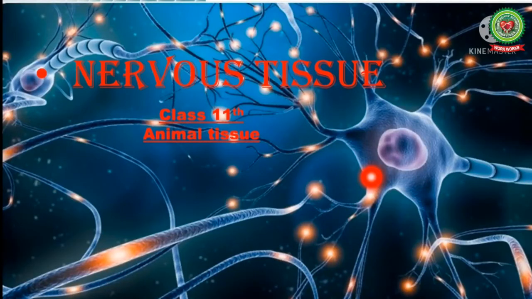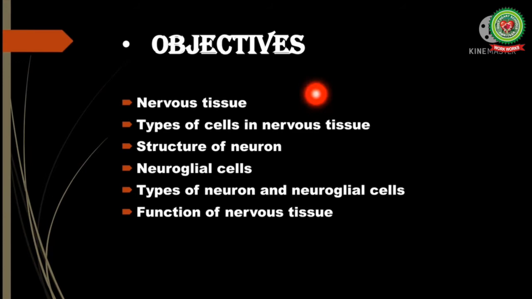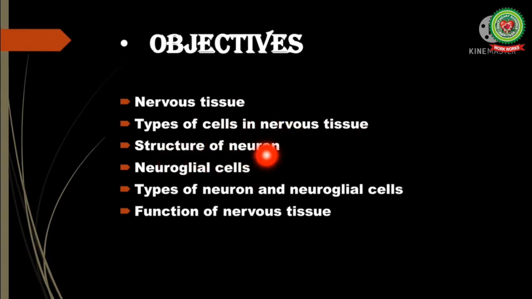Good morning everyone. Today we will discuss nervous tissue, which is a part of the chapter animal tissue. The main objectives of this video will be to know what is nervous tissue, types of cells that are present in nervous tissue, structure of neuron, neuroglial cells, types of neuron and neuroglial cells, and what is the function of nervous tissue.